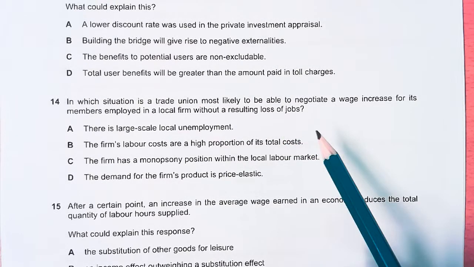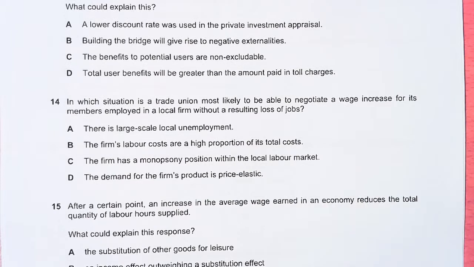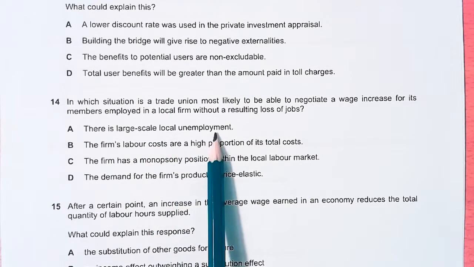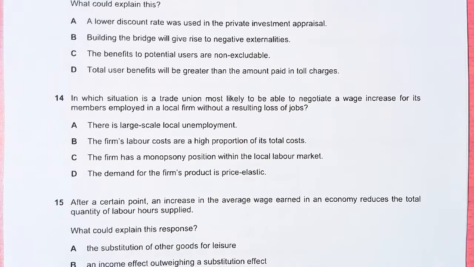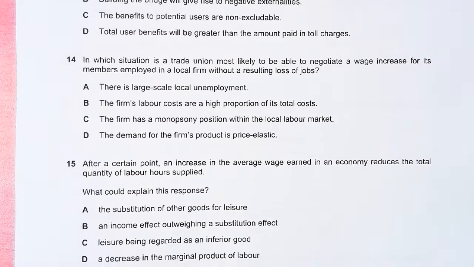Okay, so let's just skim through, see if we've got anything on monopsony. We have the firm has a monopsony position within the local labour market, and therefore C is going to be the answer. Can't be this one, because local unemployment would reduce the actual bargaining power of the trade union. Firms' labour costs are a high proportion of its total costs. Well, then they're going to want to actually substitute labour for capital goods. The demand for the firm's products is price elastic. No. Okay, so price sensitivity is really important here.